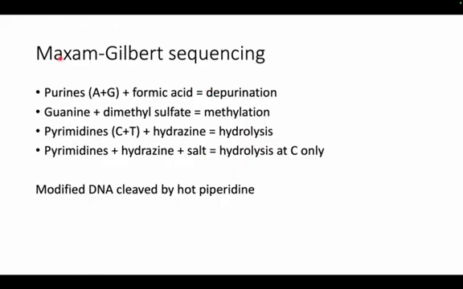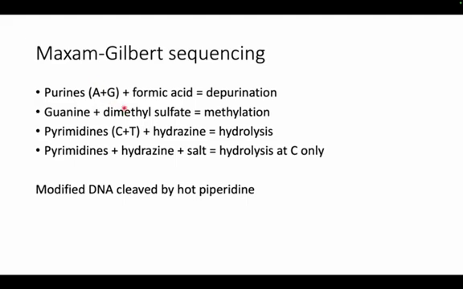The first is what is called first generation sequencing or Maxam-Gilbert sequencing. So this was proposed in around the mid-70s, where basically this is based on a series of 4 different reactions that will modify the DNA at different points.